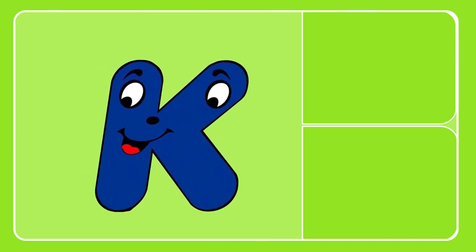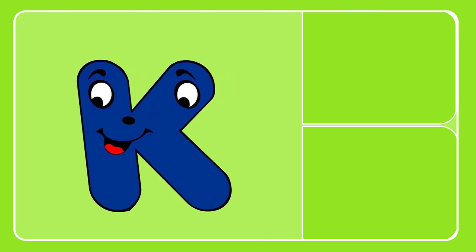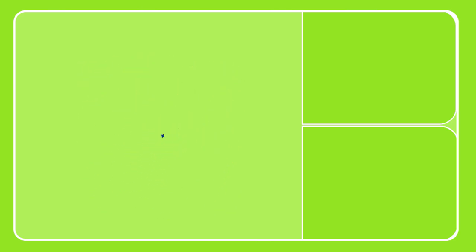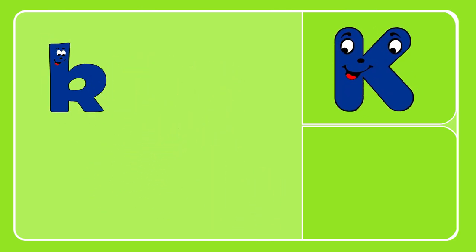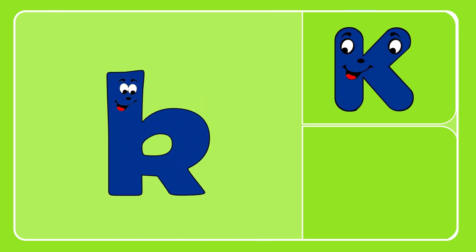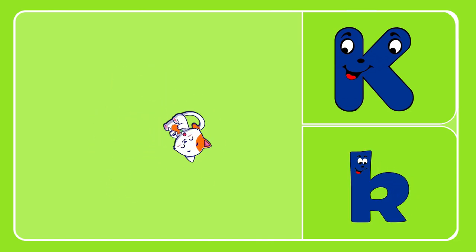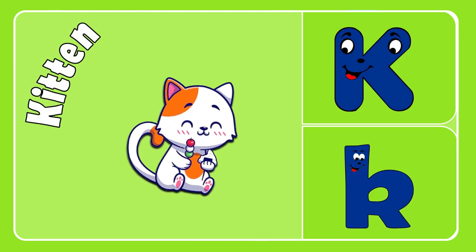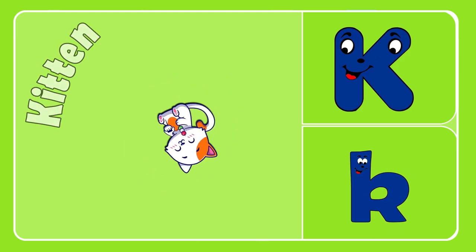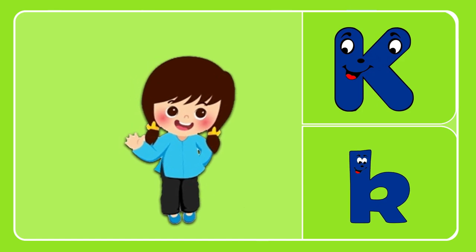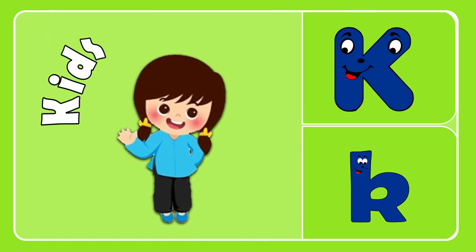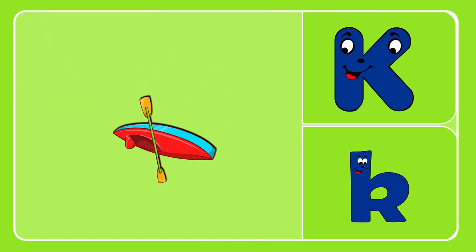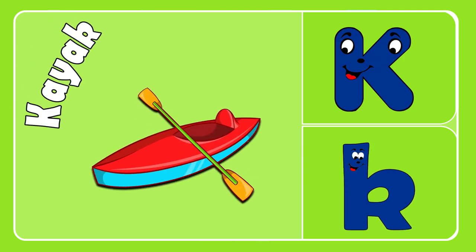Today we will learn alphabets and their sounds. Have you ever seen the letter K? Hi, I'm letter K. And my sound is K, K, K. And the words that start with me are kitten, K, K, kitten. Kids, K, K, kids. Kayak, K, K, kayak.